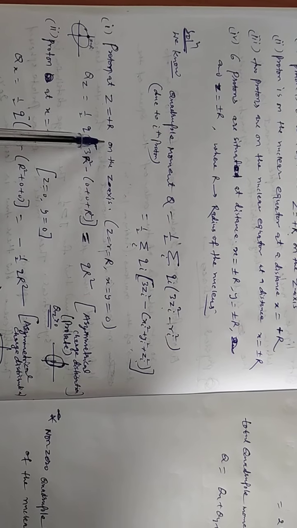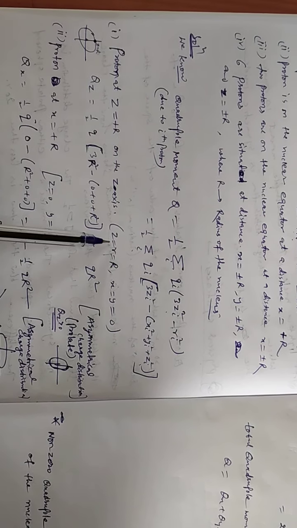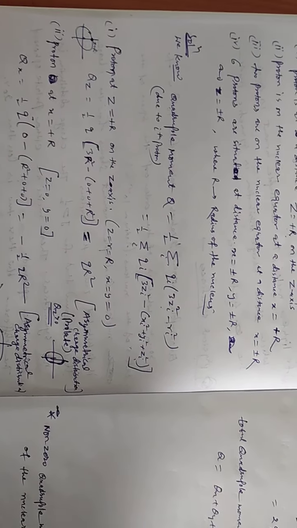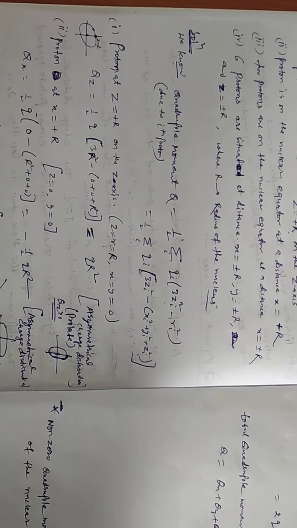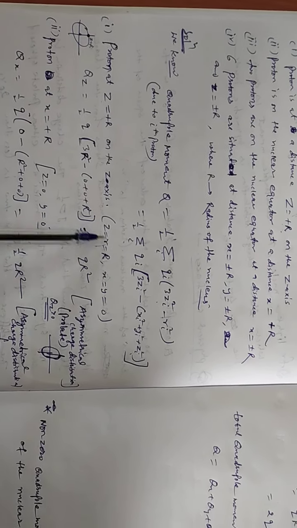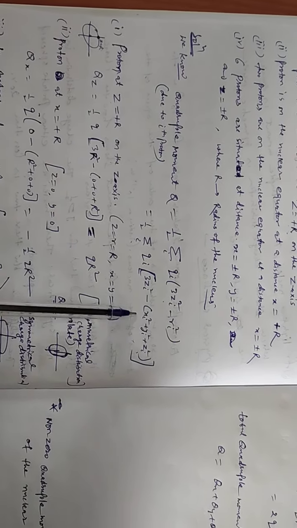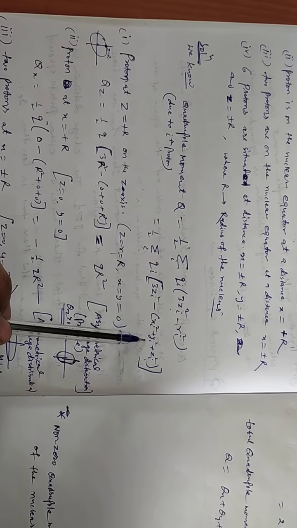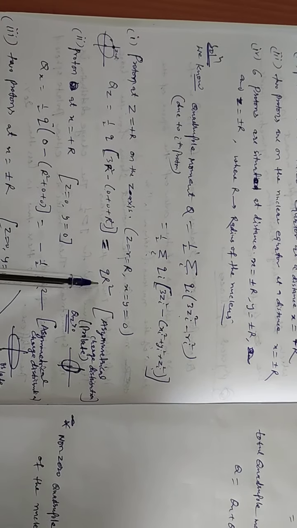So the first case is where the proton is situated at Z equals plus R on the Z axis. In this case, the x and y coordinates would be 0 and Z equals small r or capital R, which means the proton is situated at a distance equal to the radius of the nucleus. So putting this value in this equation, we get 1 upon 2 Q (3Z squared minus R squared), where x and y are equal to 0 and Z equals R. Then finally we get QR squared.